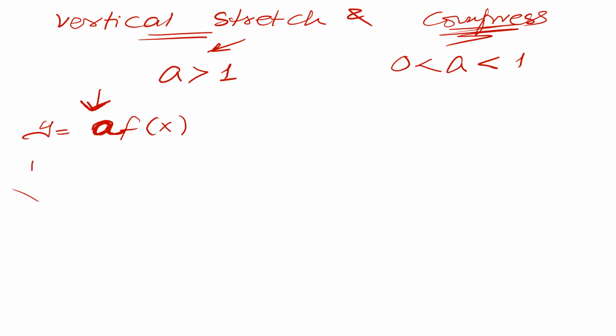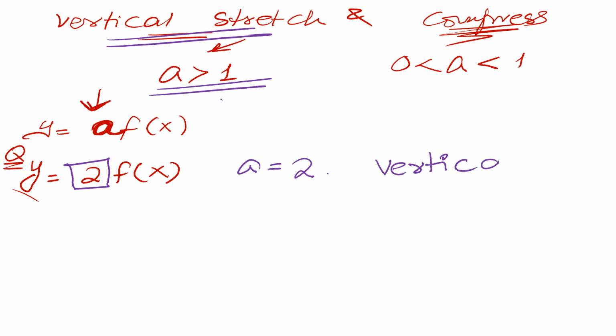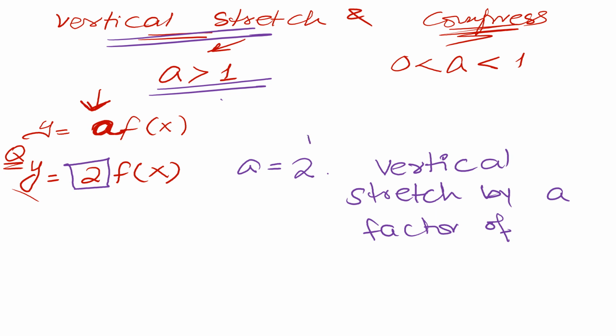So look at this one. For example, y equals 2 f of x. So how do you do this? This is the question, so now write it down. Let's try to understand this one. What is my a equal to? My a is this number, 2. Is it bigger than 1? Yes, it is bigger than 1. What does it mean? It means that the graph is stretched vertically by a factor of 2. Vertical stretch, and how do we write it? By a factor of what? Of this number, that is 2.